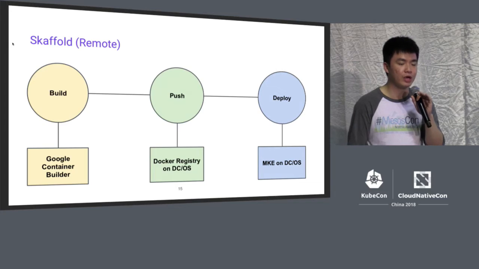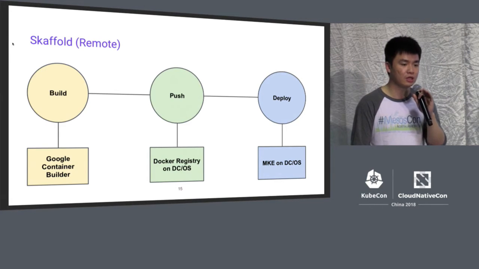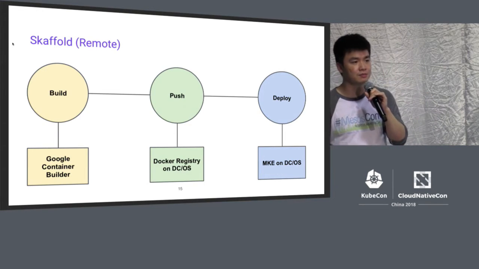And then deployment is also easy on a Kubernetes cluster. Here, for example, we use MKE on DCOS, which is the multiple Kubernetes cluster on our DCOS, data center operating system.